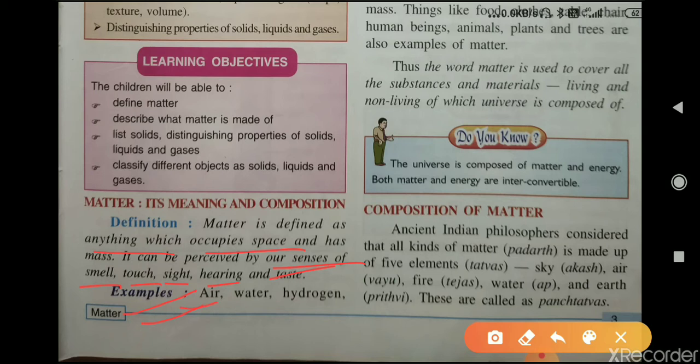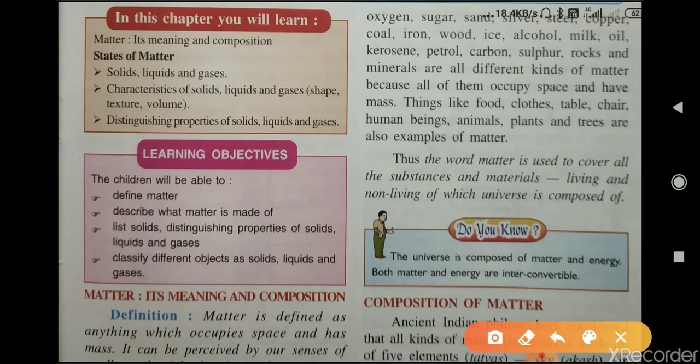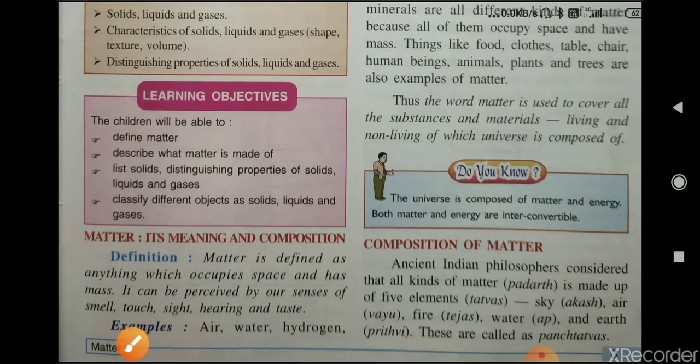These are the examples of matter. Air, it has mass, it occupies space. Water, hydrogen, oxygen, sugar, sand, alcohol, milk, all these are examples of matter, because all of them occupy space and have mass. Things like food, clothes, table, chair, all these are examples of matter. Now we will see the composition of matter.